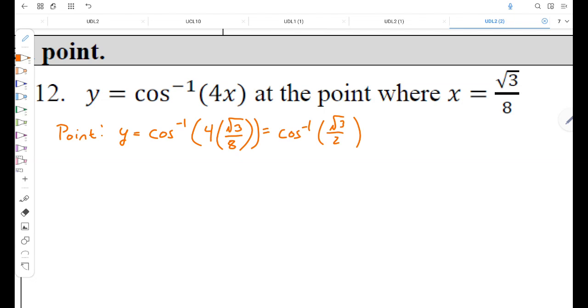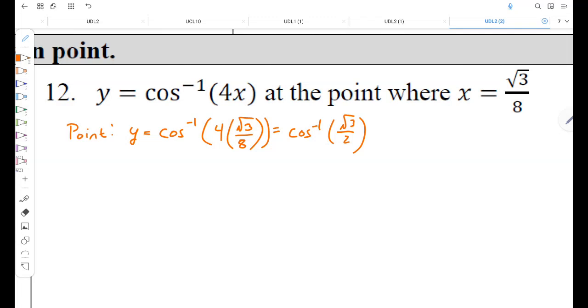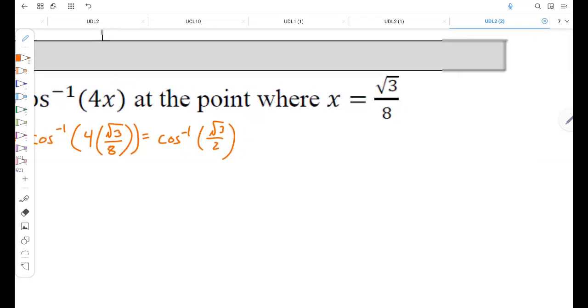The thing about these inverse sine, cosine, tangent problems is I've got to give you a unit circle value or the problem needs to be calculator active. So when you see x equals root 3 over 8, that's not a unit circle value, but the argument being 4x turns it into a unit circle value. That should happen, and if that doesn't happen, you should be scratching your head and saying, what's going on here? Did I miss something? But that's what's going on. So we're really looking for the angle that gives us a cosine of root 3 over 2.